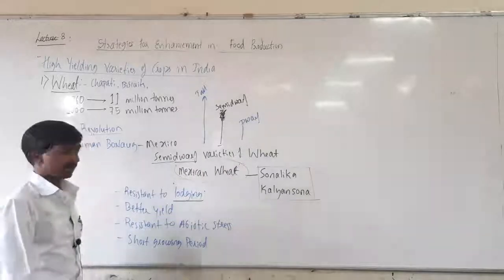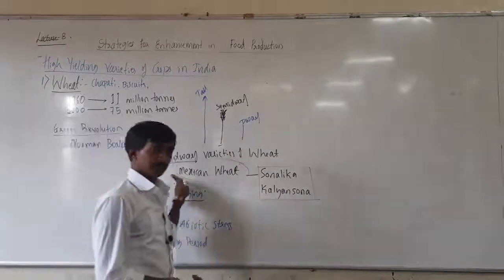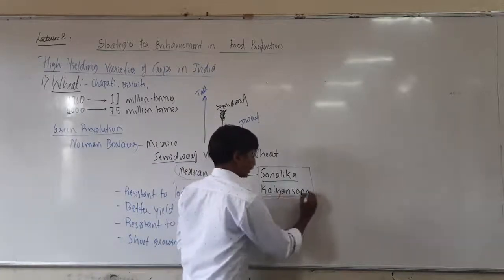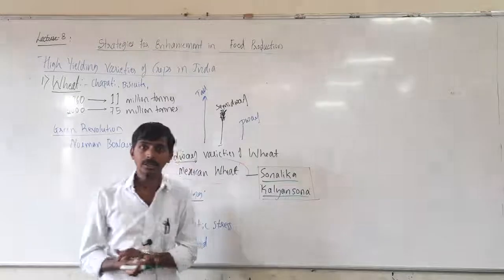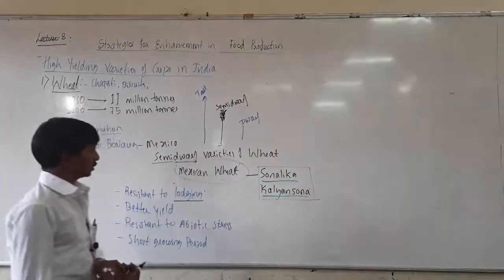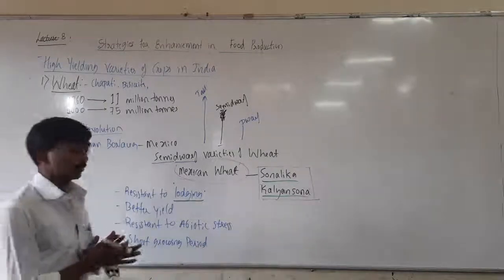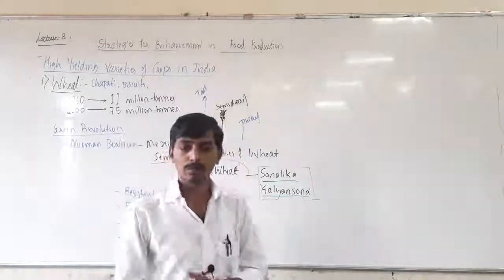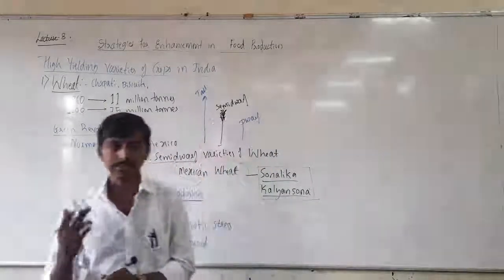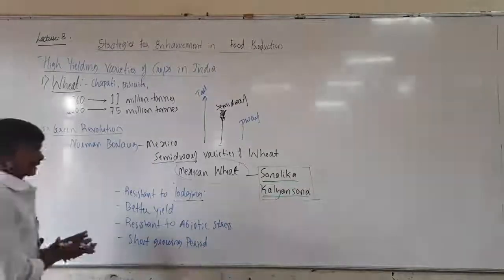That's how the varieties of wheat like Sonalika and Kalyansona have brought a drastic increase in wheat production in India. Okay, so these are some of the details about wheat as one of the high yielding varieties of crops in India. We shall see about rice, sugarcane and some of the millets in the next class.